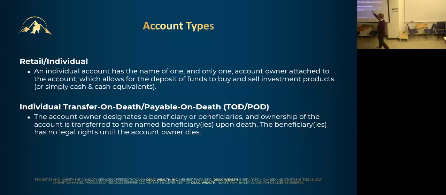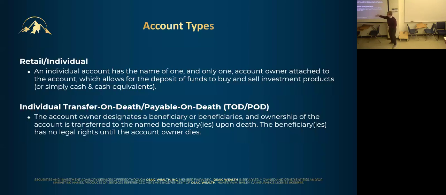So you have your individual retail account. It's just an individual account that has the name of one and only one account owner attached to it, which allows for the deposit of funds to buy and sell investment products or simply cash and cash equivalents. This could also be a bank account, but I'm talking from the perspective of an investment account because it's probably the easiest to understand. But this is also in regards to bank accounts.